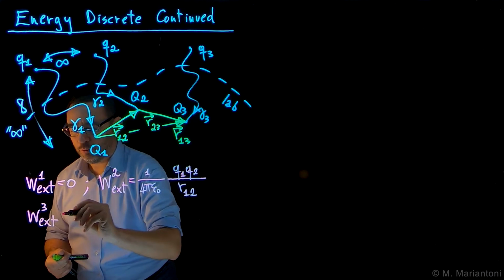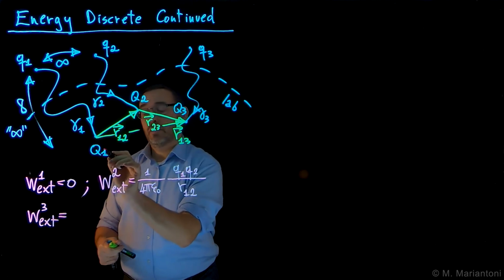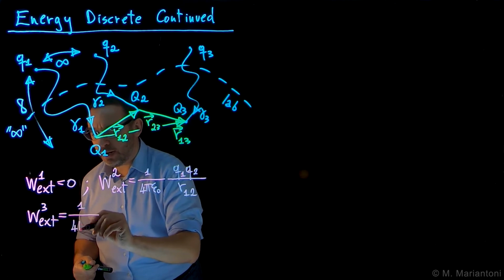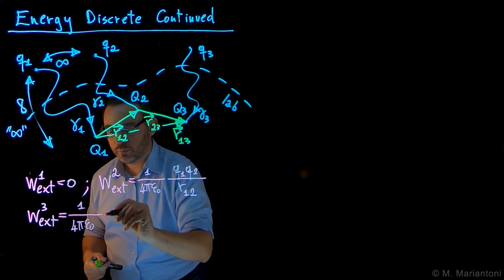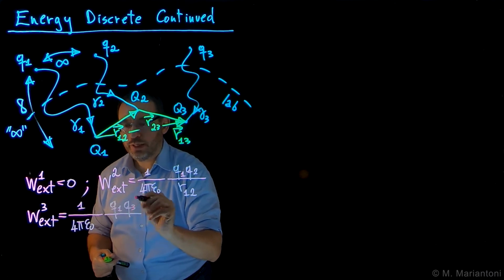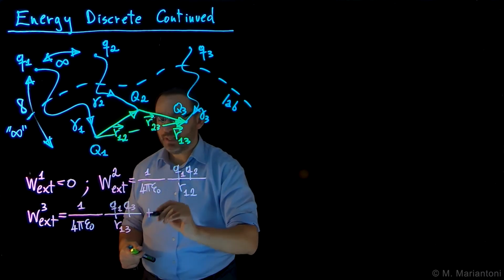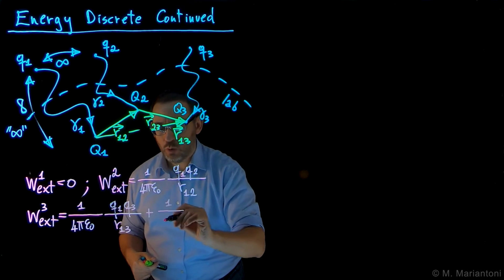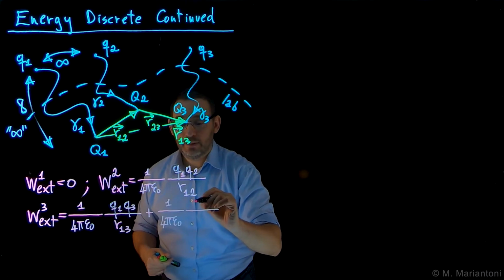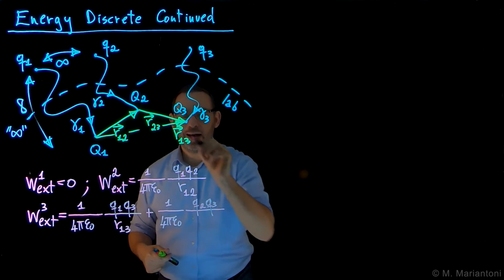Therefore, the external work for experiment 3 is going to be the linear superposition of two works. The one against the field due to q1, 1 over 4 pi epsilon naught, the source, which is q1, times the test charge, which is q3, divided by what distance? r13, absolute value. In addition to that, we also have the work, 1 over 4 pi epsilon naught, of the source charge q2 on the test charge q3, divided by the distance r23.